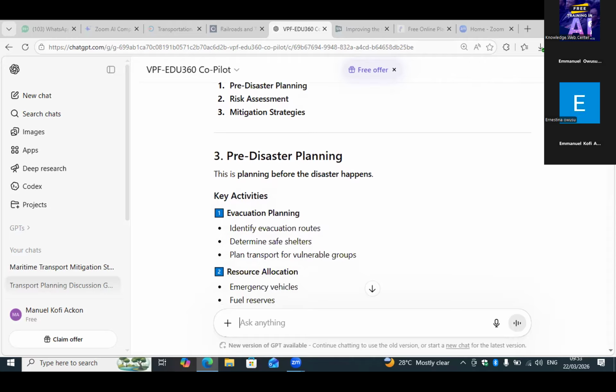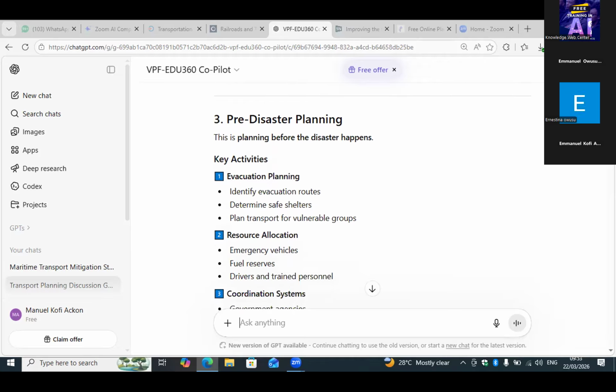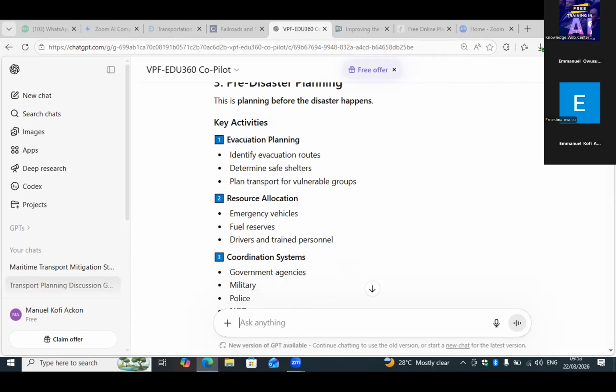Now, it broke it down by explaining all into details. The first point was the pre-disaster planning. This is planning before the disaster happens. The key activities are: 1, evacuation planning. Under the evacuation planning, you must first of all identify the evacuation routes, determine the safe shelters, plan transport for vulnerable groups. 2, resource allocation.